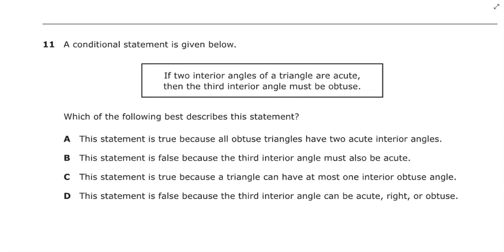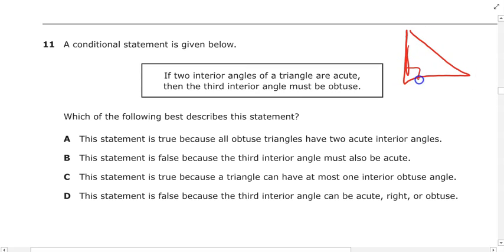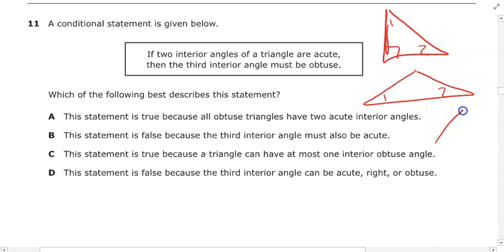If two interior angles of a triangle are acute, then the third interior angle must be obtuse. Which of the following best describes this statement? Well, first of all, if two interior angles of a triangle are acute, that doesn't really tell us much, because if we think about different types of triangles, like a right triangle, well, that has two acute angles. An obtuse triangle has two acute angles. Or we could have an acute triangle, where obviously we have three acute angles.